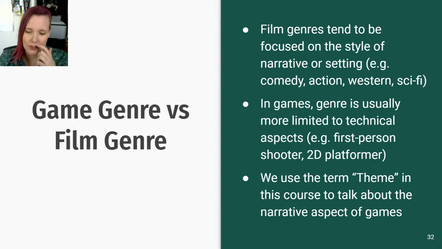So in games, genre is usually more limited to the technical aspects of the gameplay. So you might hear first-person shooter or 2D platformer, right? And we use another term in this course called theme to talk about the narrative aspect of games. So theme in games falls a lot more closely along that track of what in film would be called genre.